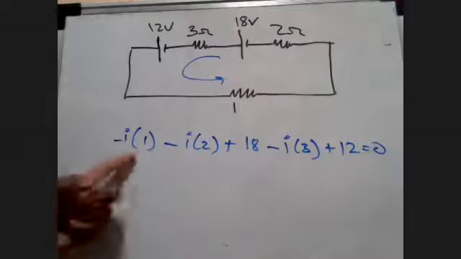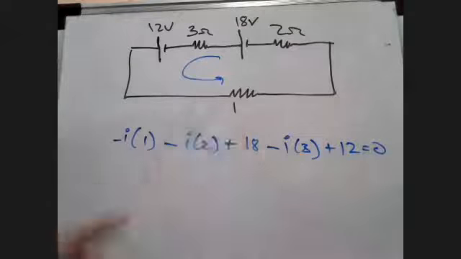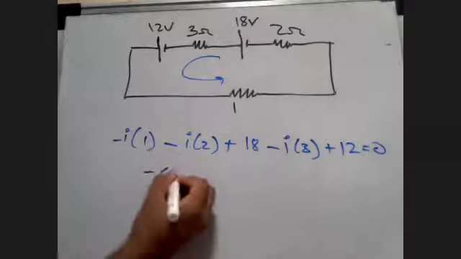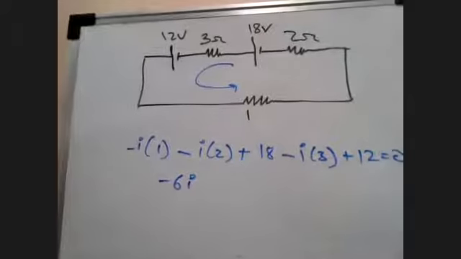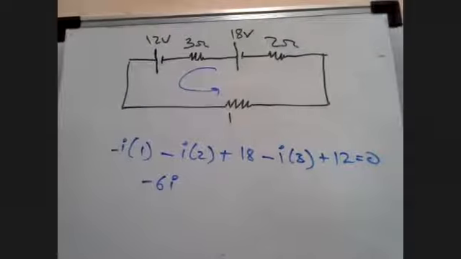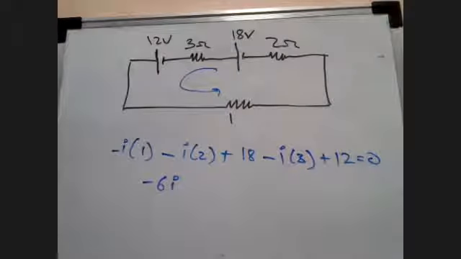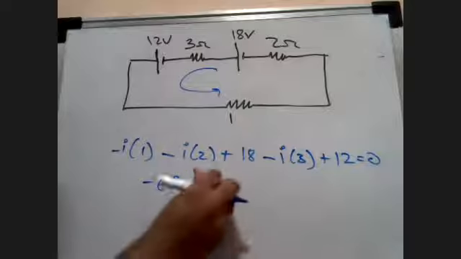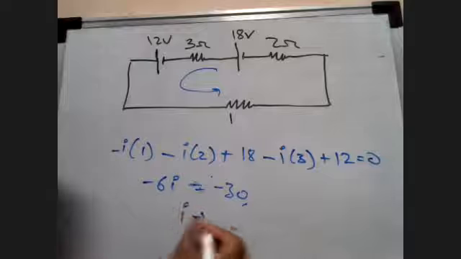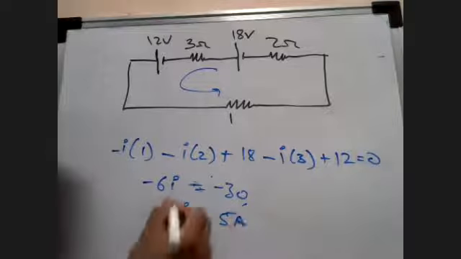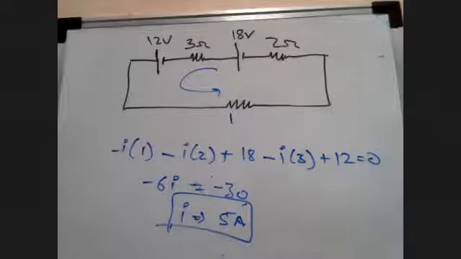What will you get with this? 3, 6. So you'll get minus 6I, and 18 and 12. What do you get with this? Minus 6I plus 30 equals to 0. So I is equal to 5. I will be equal to 5 amperes. I is equal to 5 amperes.